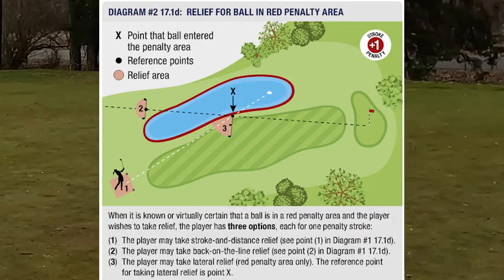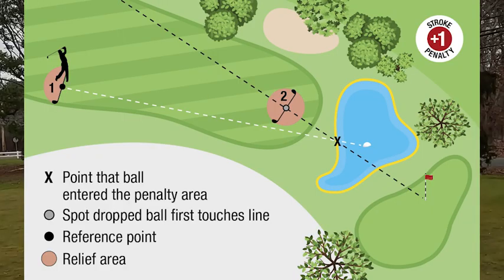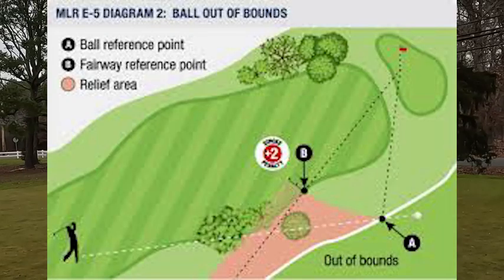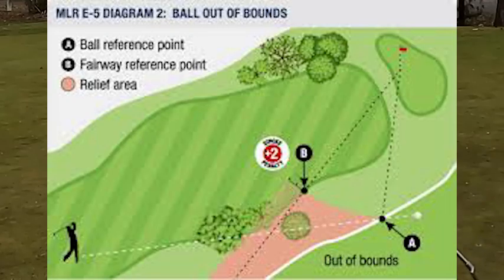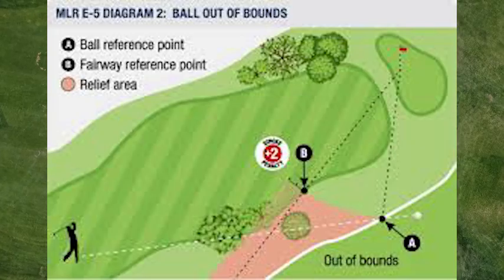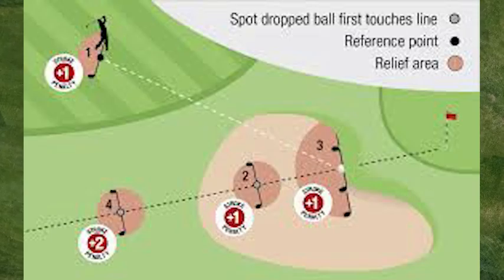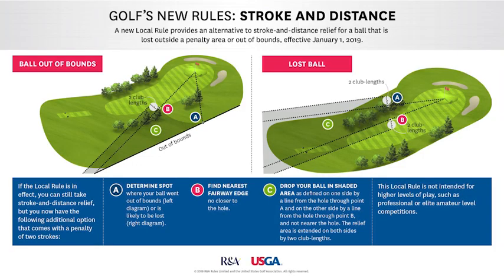In 1897, the Royal and Ancient Golf Club of St. Andrews formalized many of the rules. Stroke and distance became the official penalty for lost balls and out-of-bounds balls. This is pretty much the breakdown, and we've seen it even into modern day.